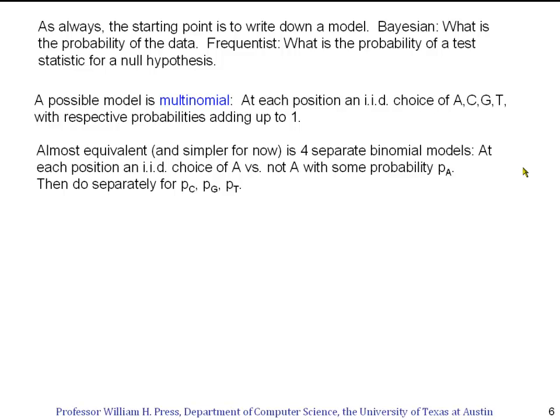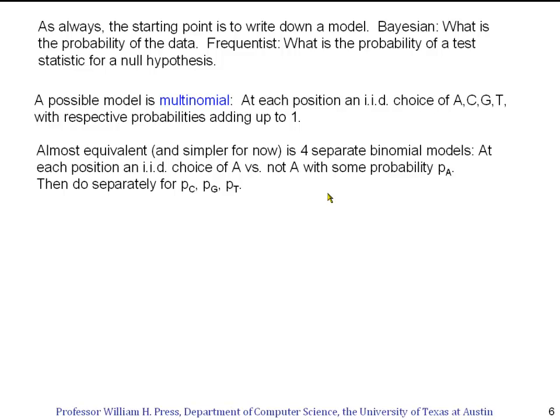And that is, we're going to compute four separate binomial models. In other words, at each position, independent and identically distributed, we're going to ask, is it an A or is it something else? And we're going to use that to define a probability P of A. Then we're going to separately ask for each position, is it a C, is it a G, and is it a T, and see what we come up with from those four separate binomial models.